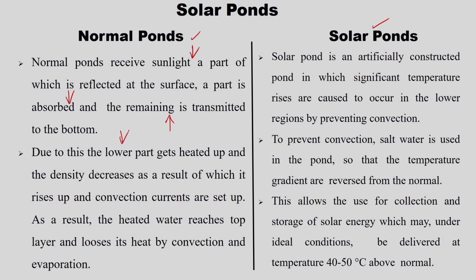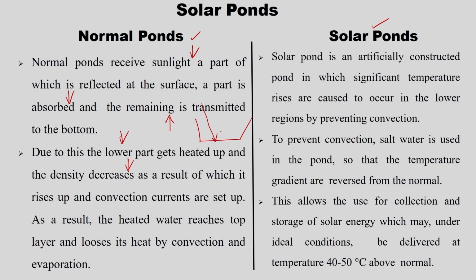Due to this, the lower pond gets heated up and the density decreases. As a result, convection currents set up in the pond. The heated water reaches the top layer and loses its heat by convection and evaporation to the atmosphere. Okay. In a normal pond, when solar energy hits the bottom of the pond, it splits into three parts, right. One is reflection, another is absorption, and another is transmittance, right.